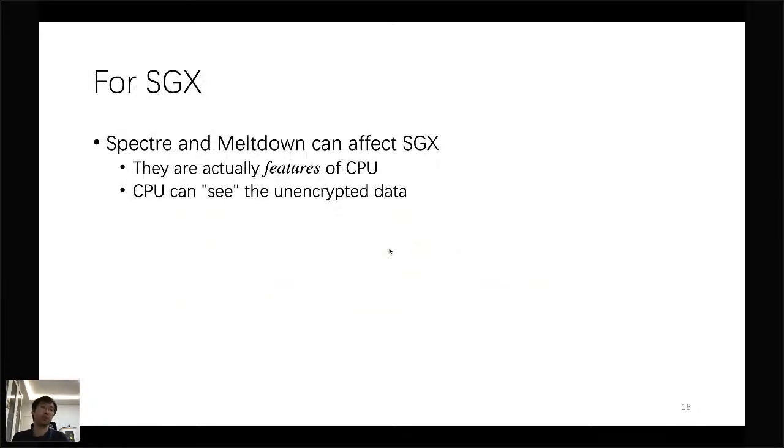And the question here is why Spectre and Meltdown can affect SGX. I think the most important reason is that these vulnerabilities are based on the features of CPUs, and the CPUs can see the unencrypted raw data. So this is the reason why such vulnerabilities are thought to be able to affect SGX.